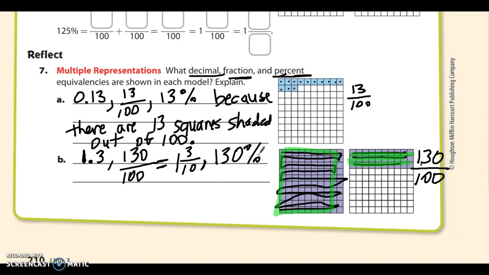So the summary to draw here is that anything on a grid like this that is under 100 is going to be a 0 point or 0 and it's going to be a normal percent. Anything that fills up a whole grid and then goes on to another one is going to be over 100%. Okay, good job. You're done with page 210.